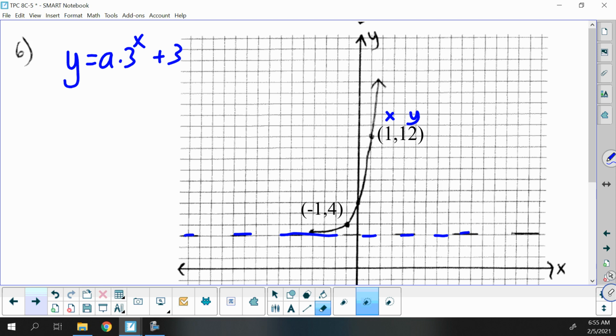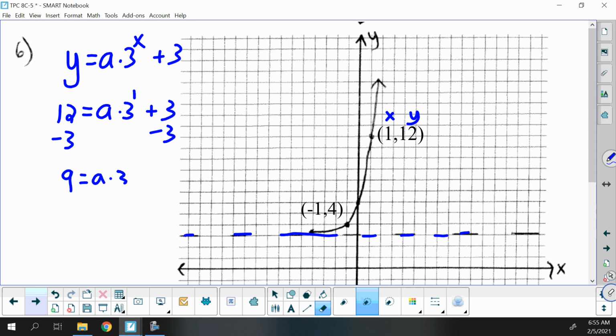Let's go with (1, 12). So this would be 12 equals a times 3 to the first plus 3. Subtract the 3 over, because you always want to undo the plus or minus on the end first, and we'll get 9 equals a times 3 to the first, which is just 3. If we divide by 3, we get a is 3. So when we write out our equation, we'll have 3 times 3 to the x plus 3. So a whole lot of 3's going on.